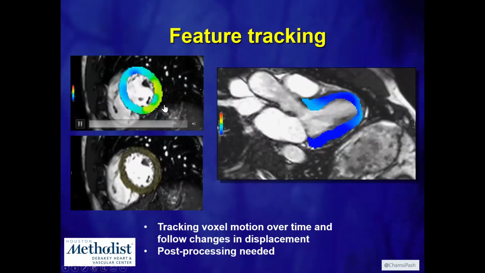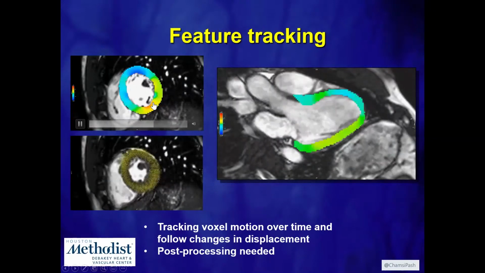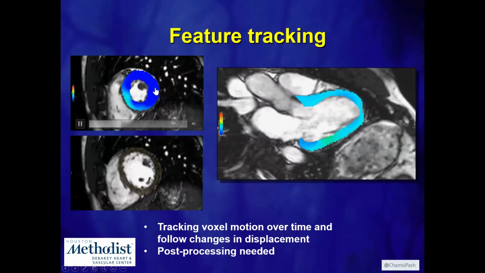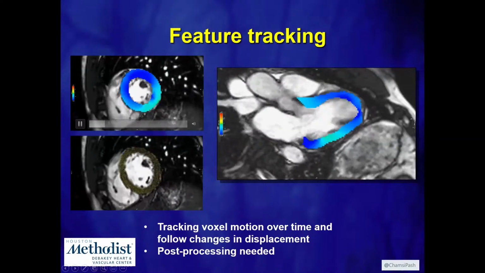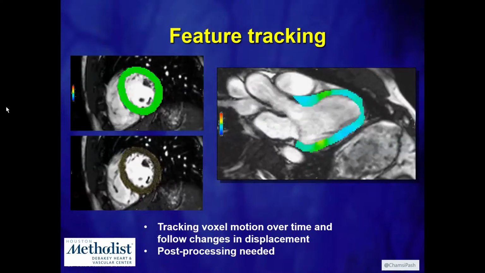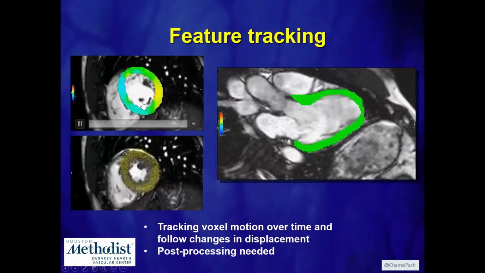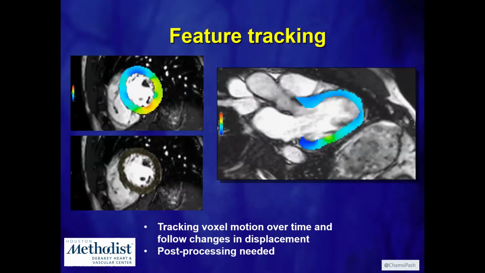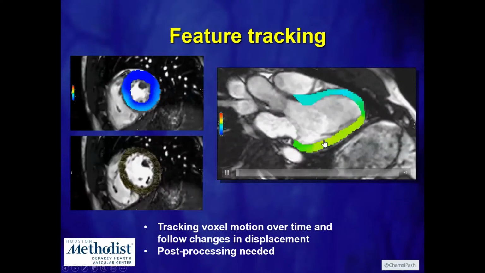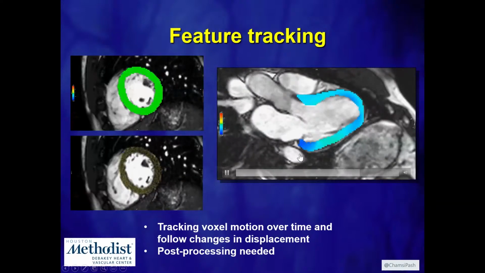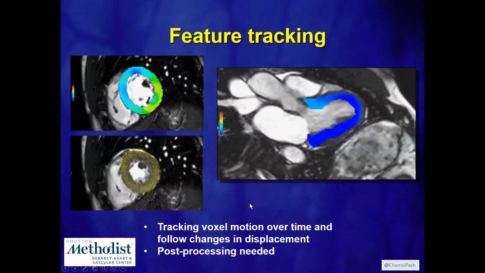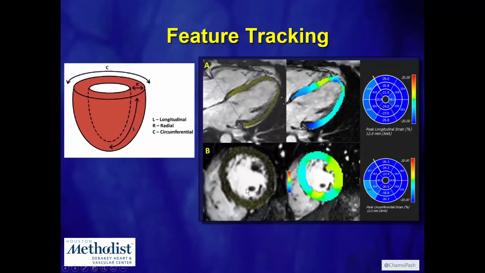And for the past few years, with the advent of feature tracking, we're actually able to track voxels of the myocardium, track their motion over time, and also follow the changes that happen in the displacement. This is the short axis image of the left ventricle at the mid-ventricular level. This is a 3-chamber view of the heart where you can see the anteroseptum and the inferolateral. We do need post-processing imaging software, but it can be done on any routine cine cardiac MR scan.